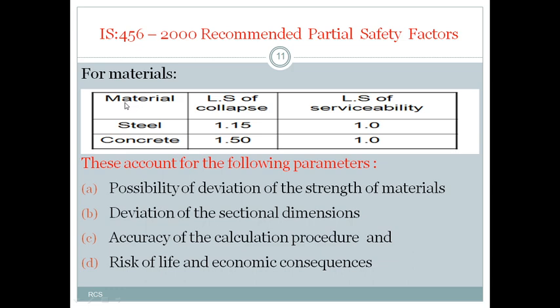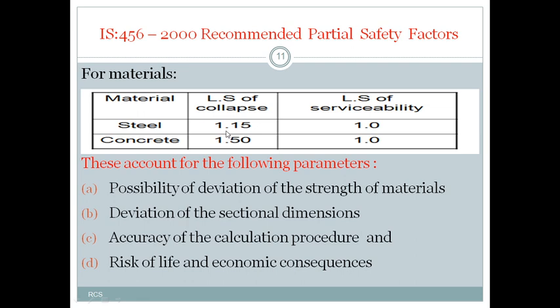If we consider the partial safety factor for materials, for RC constructions we are using two types of material, that is steel and concrete. If you are designing your element with respect to the limit state of collapse, for steel the partial safety factor is 1.15, and for concrete it is 1.50. Similarly, in terms of the limit state of serviceability, the partial safety factor for steel is 1 and for concrete it is 1. Right? Here again the question is, we are using a higher partial safety factor value for concrete than for steel.